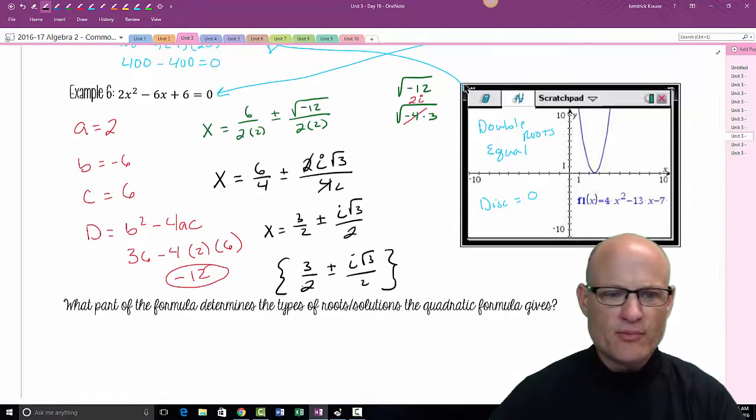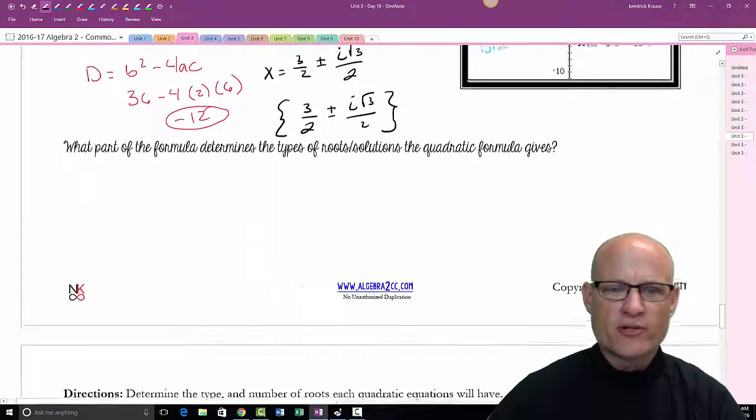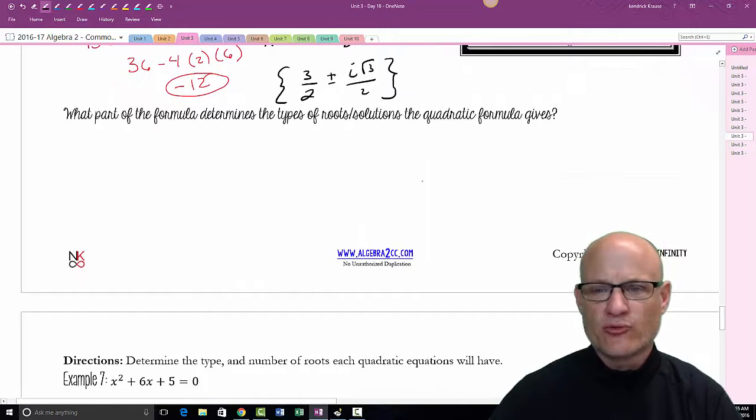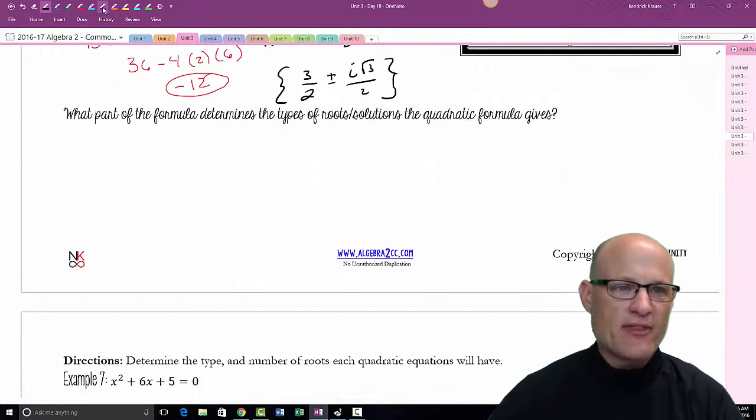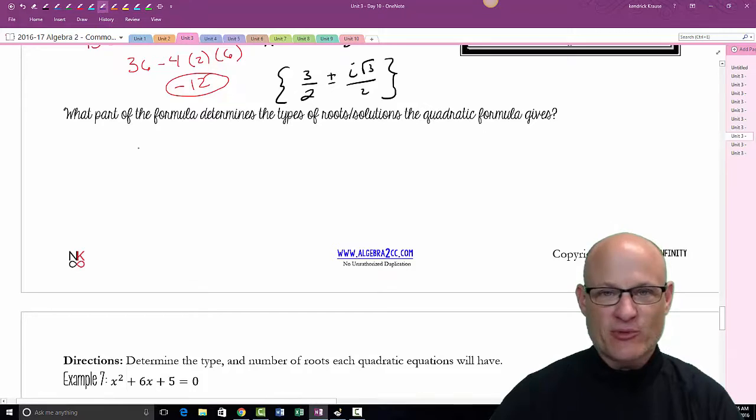All right, so what part of the formula determines the types of roots and solutions for the quadratic formula? And the thing that's going to tell you about this, and that's why I said I'm going to paraphrase.